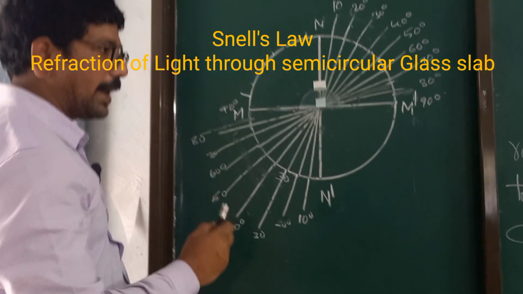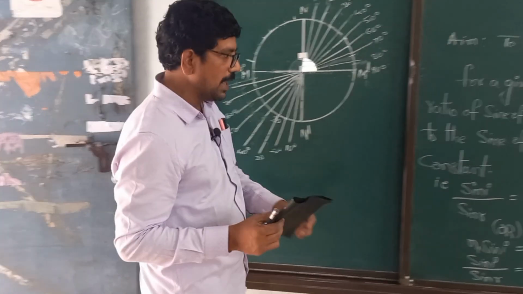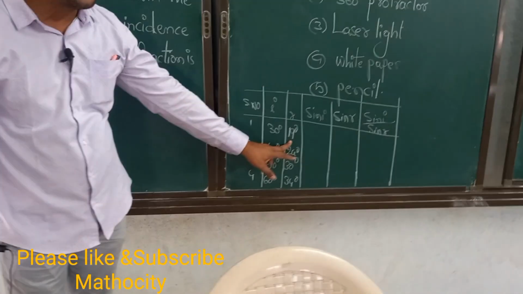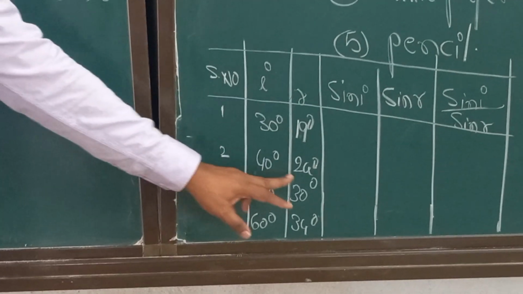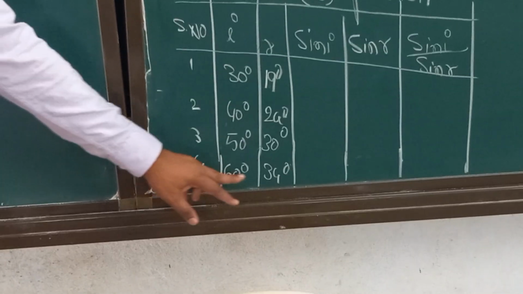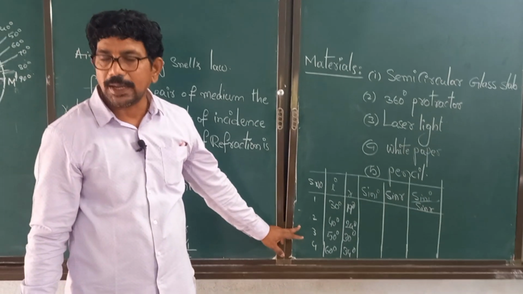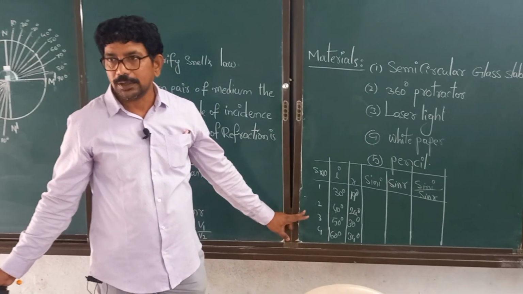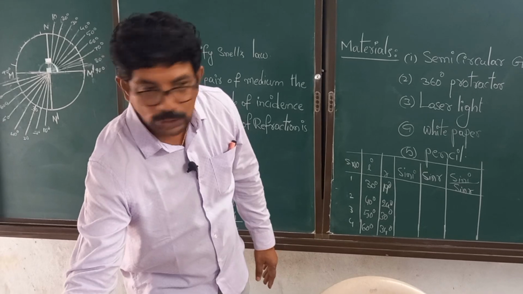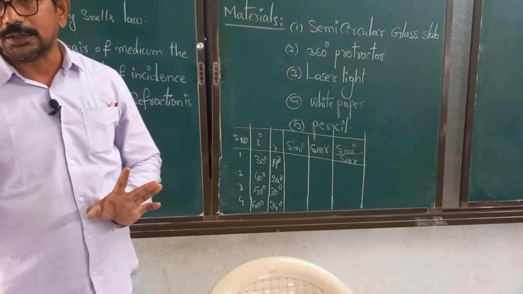Write down all these values in the table. I am writing these values in the table: for an angle of 30 degrees, the angle of refraction is 19 degrees; for 40 degrees, it is 24 degrees; for 50 degrees, it is 30 degrees; for 60 degrees, it is 34 degrees, along with other values obtained by doing this activity. Now, using the calculator, you have to calculate sin i by sin r.